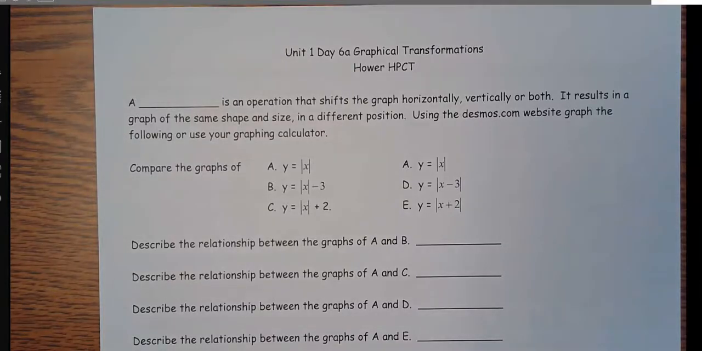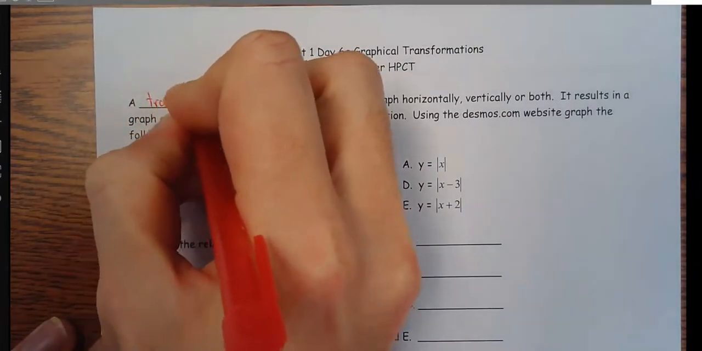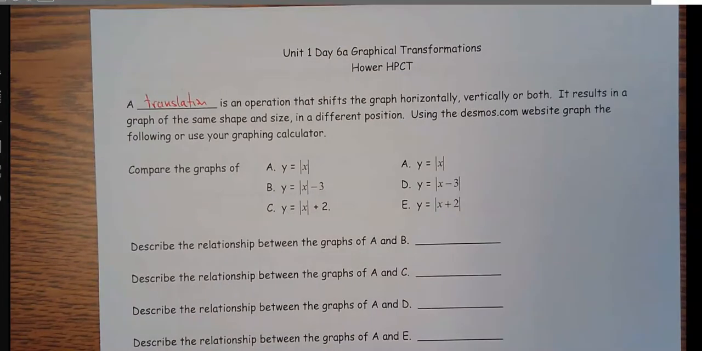Okay, today is Unit 1, Day 6a, and we're going to do some graphical transformations. Specifically today, to start out with, we're going to do some things called translations. A translation is an operation that shifts the graph horizontally, vertically, or both. It results in a graph of the same size and shape, but with a different position. You can use Desmos if you'd like, but let's graph these and compare them.